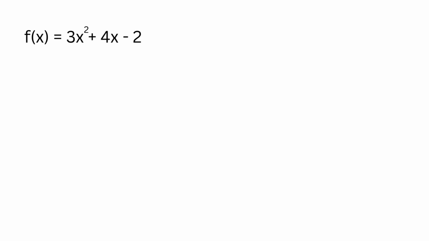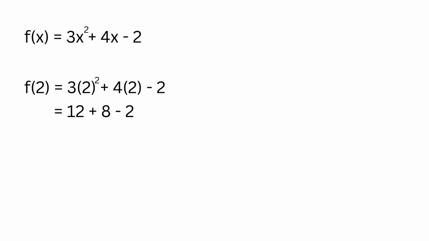Now, let's take a look at this example, f of x equals 3x squared plus 4x minus 2. And if we want to find f of 2, that means that we replace x by 2 in the function to get the answer. So it is equal to 3 times 2 squared plus 4 times 2 minus 2, which is equal to 12 plus 8 minus 2, equals 18.